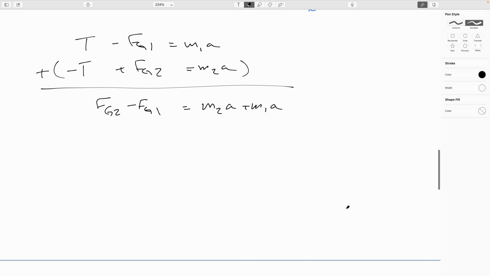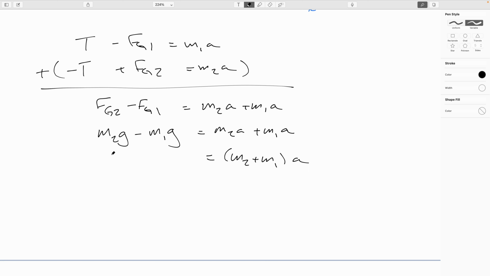All right. Now from here, I can go ahead and substitute in my model of gravity, m2g minus m1g, equals m2a plus m1a. Now I can pull out an a, so I'll write this as (m2 plus m1) times a. And I can pull out a g from here, so I'll write this as (m2 minus m1) times g. Now I can rearrange this for what a is equal to. a will be equal to (m2 minus m1) over (m2 plus m1) times g.